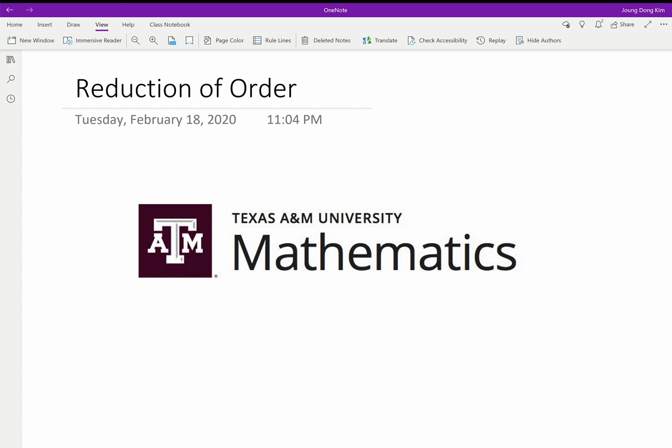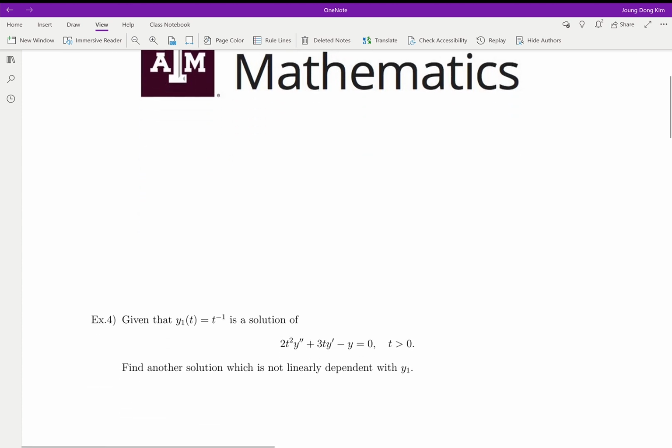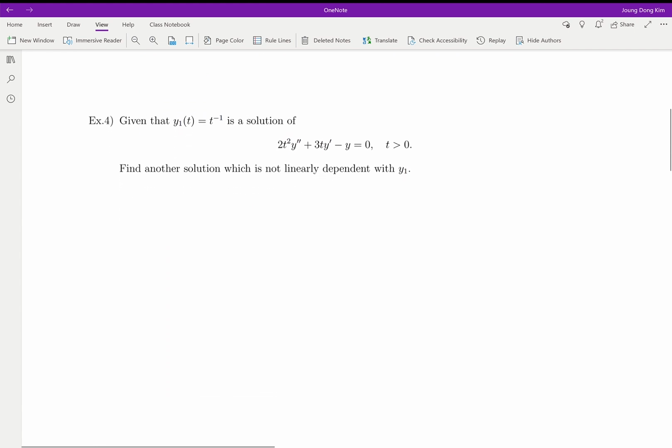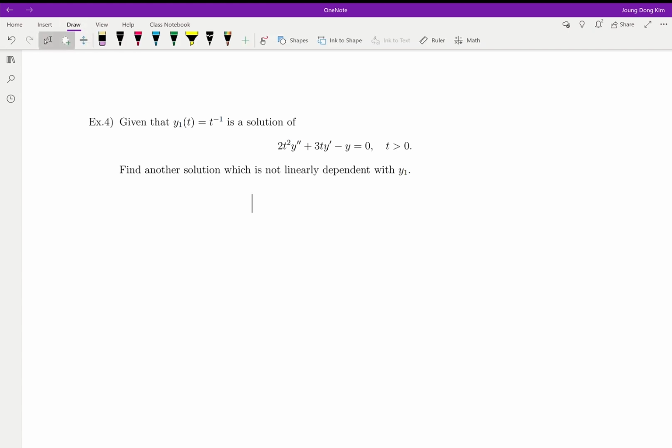In this video, we will talk about reduction of order. Okay, so look at the problem first. The purpose of reduction of order is this: whenever your first solution is given, we're going to try to find another solution from the given solution. So y1 is given, and we're going to double check that y1 is really a solution.